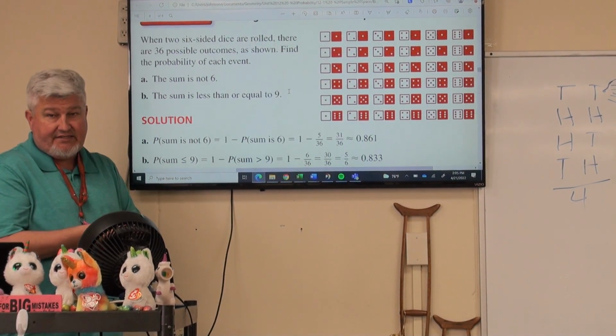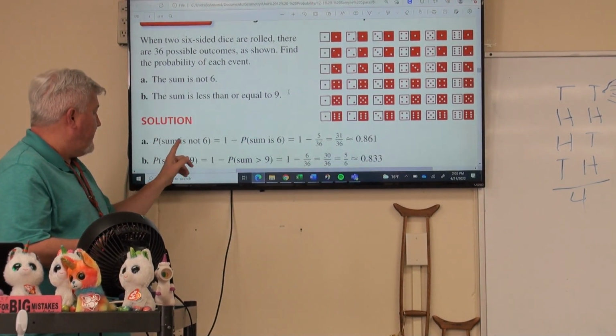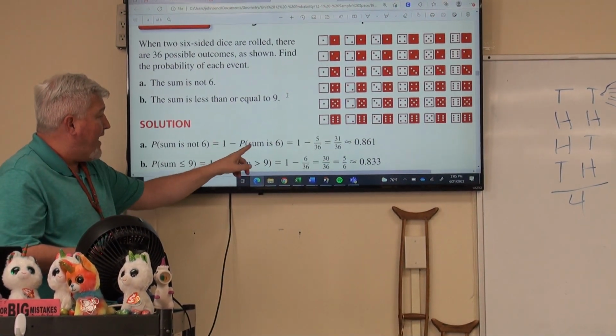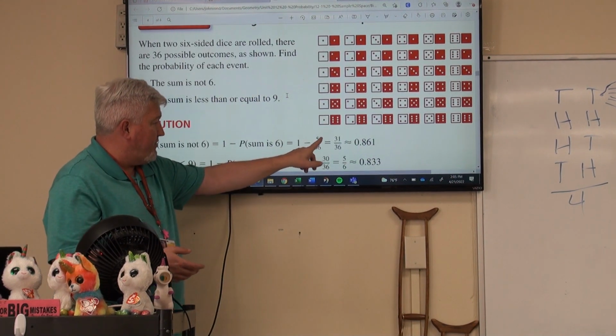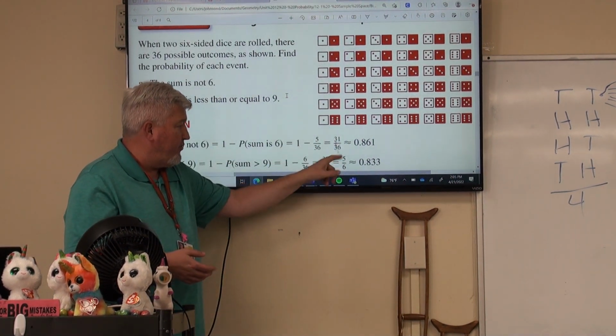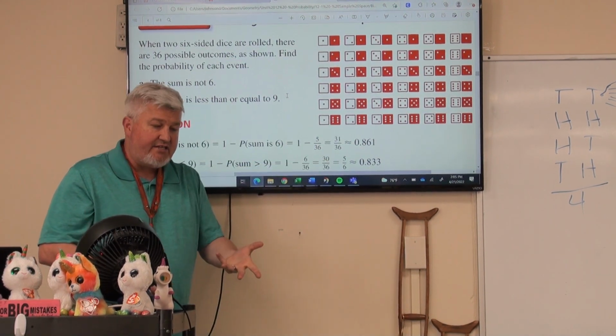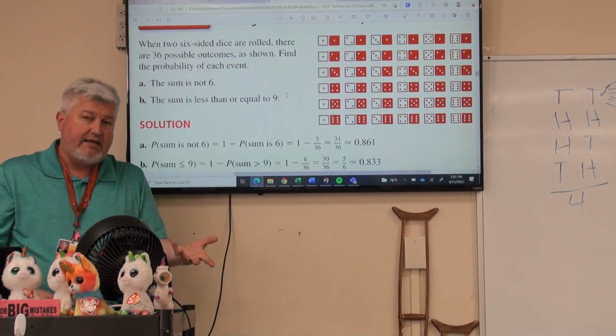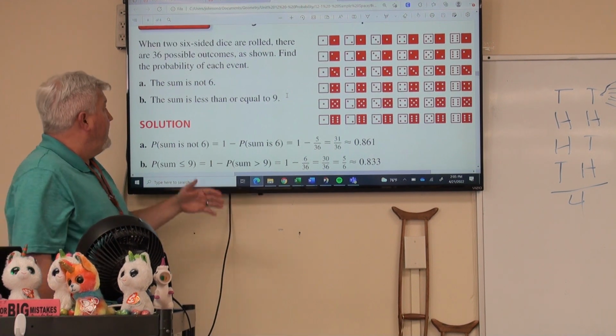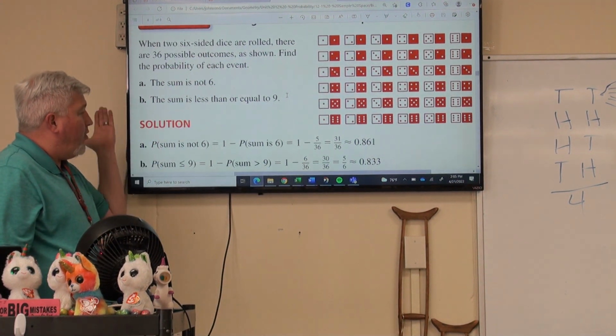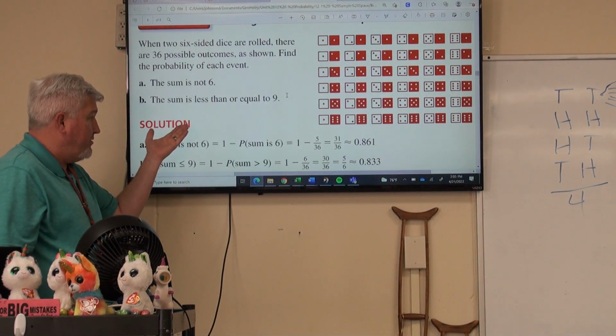31 over 36. And they did that down here, the sum of it not being 6, 1 minus the sum of where it's 6, which we said was 5, and you can see 31 over 36, which is about 86%. Okay, so about 86% of the time when you roll a dice, it's going to be not adding up to 6. The next one says the sum is less than or equal to 9.